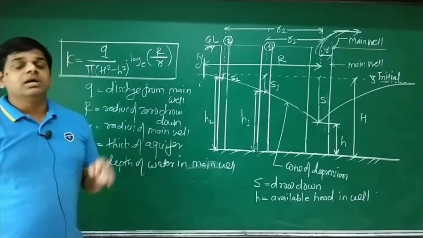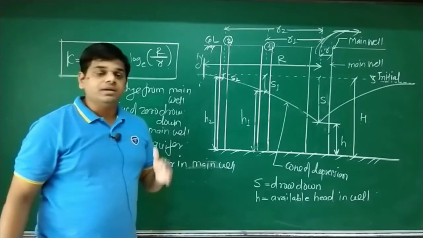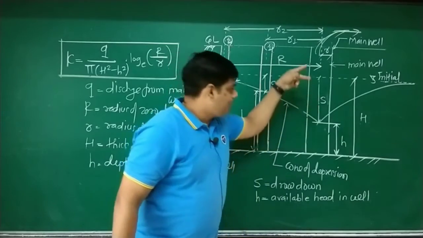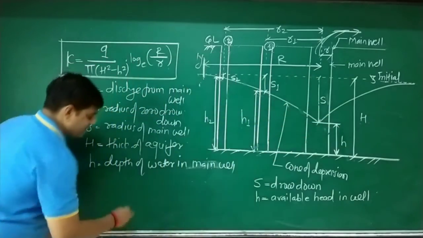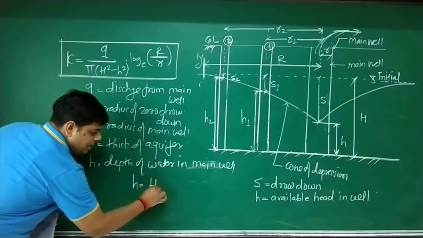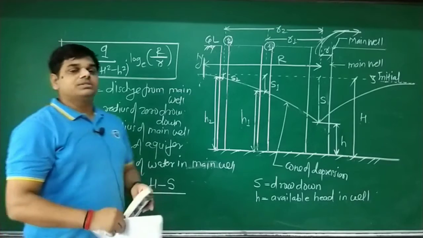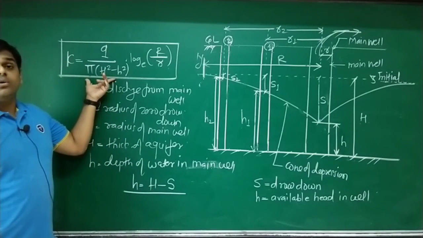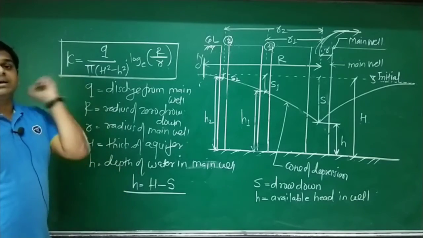I have one question. How to calculate small h? Because small h we are not going to measure directly, but what we are going to measure? We can measure drawdown. आपल्याला drawdown measure करता येतो. Capital H माहिती असतो. So I can write small h equal to capital H minus s. Okay. So this is the expression to find out the permeability of a soil on field by concept of pumping out water, बाहेर काढणे. Okay.